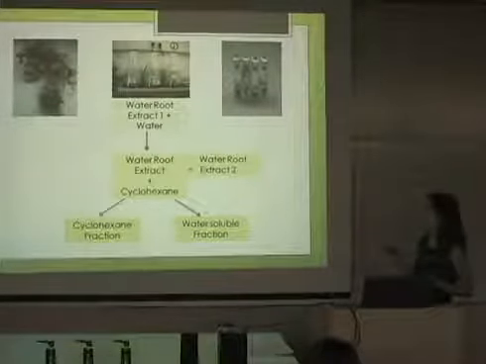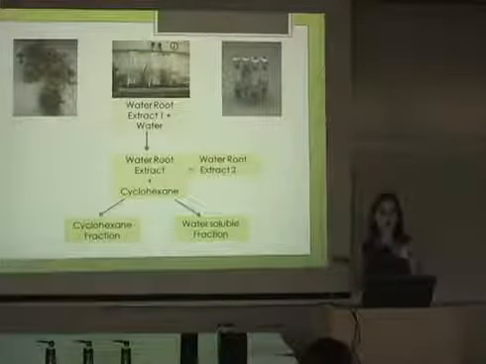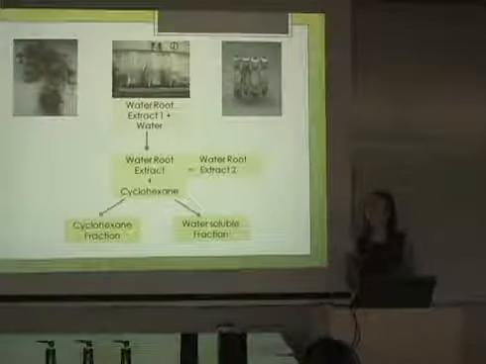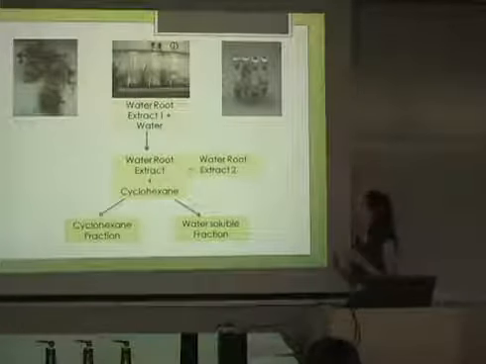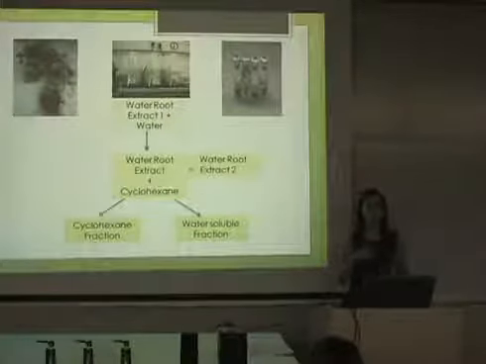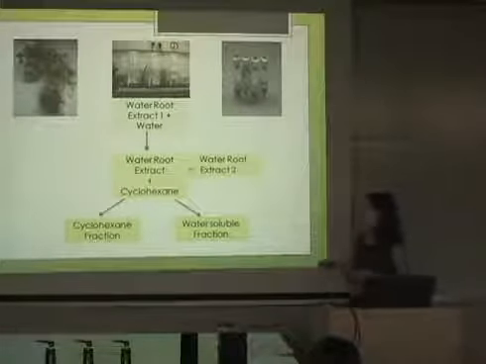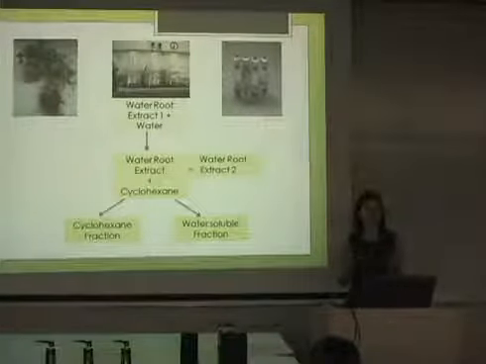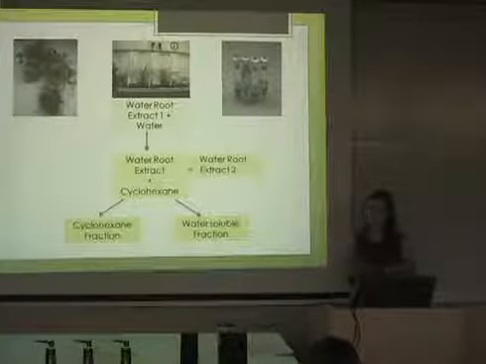As I mentioned in the previous slide, the best one that we got was a water root extract 1. We call it 1 so we can differentiate among them. After we had the water root extract 1, we also diluted it in water and lyophilized it again, and we obtained the water root extract 2. After that, we added cyclohexane, and we ended up with 2 more fractions: the cyclohexane fraction, which we think will contain the more apolar compounds, and the water-soluble fraction, which we think will contain the more polar compounds.